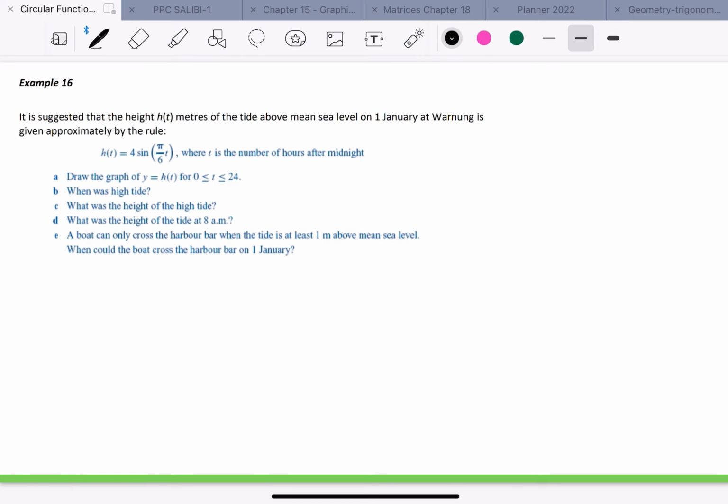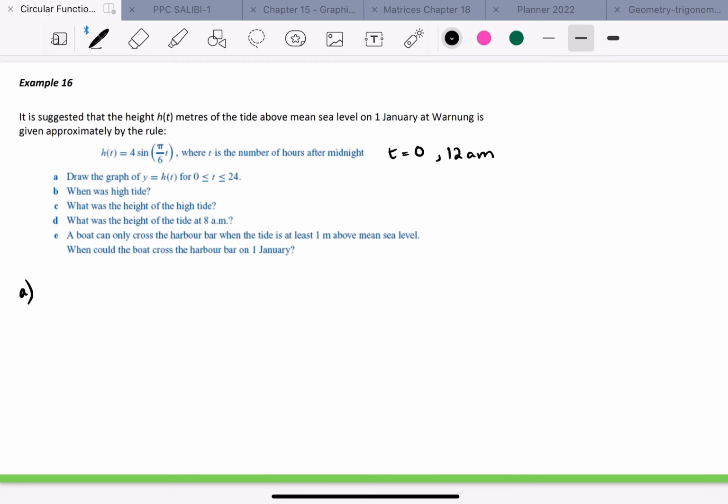It is suggested that the height, h(t) meters above mean sea level on the 1st of January is given by that particular rule, where t is the number of hours after midnight. So I'm already going to write this point here, where if t is the number of hours after midnight, that means when t is 0, that represents midnight, which is 12 a.m. Part A, draw the graph of y equals h of t between 0 and 24.